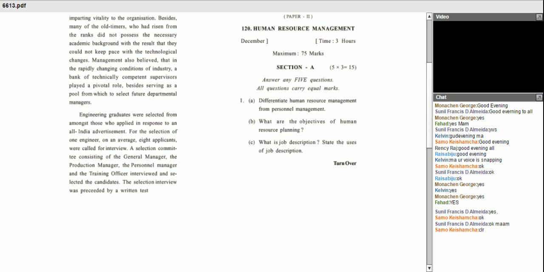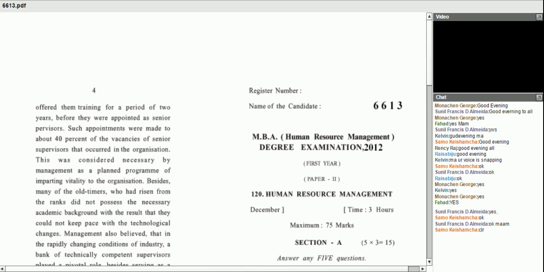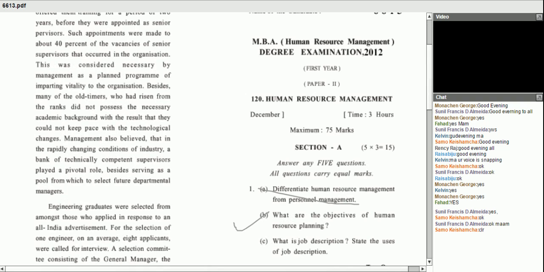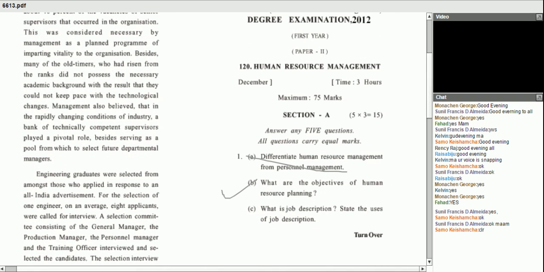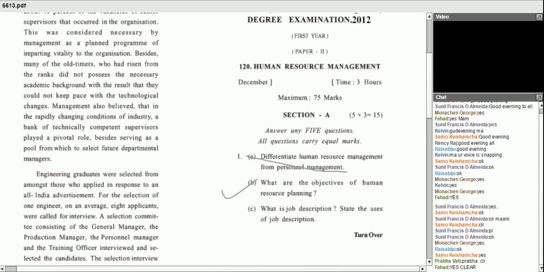This question we have done in the last test itself. So first of all, you have to answer this question: what are the objectives of human resource planning? I have taught you this thing. What is job description? State the uses of job description. So first of all, answer these two questions. Is it clear, everyone? Samo, Sunil, Fahad, Sanobar, George, Kelvin, Renzi, Raisa, and Prabhavati. So answer these two questions: what is job description, uses of job description, and objectives of human resource planning. You know it. This has been taught to you, right?